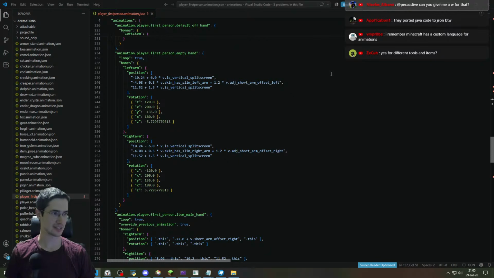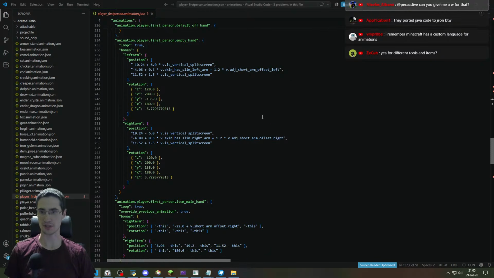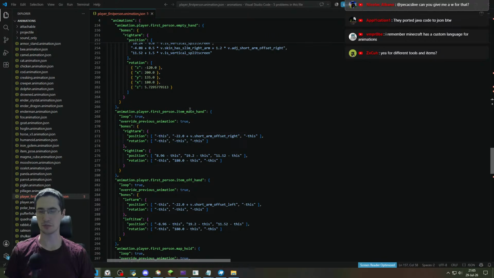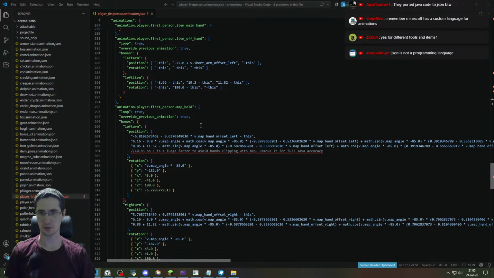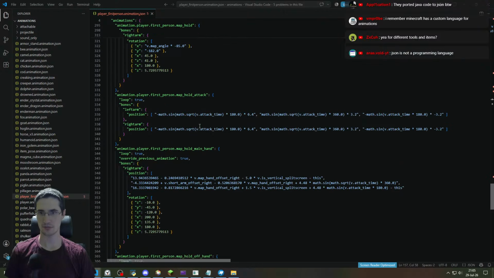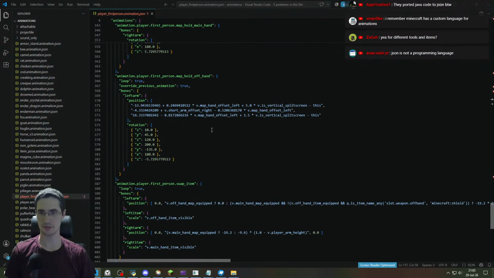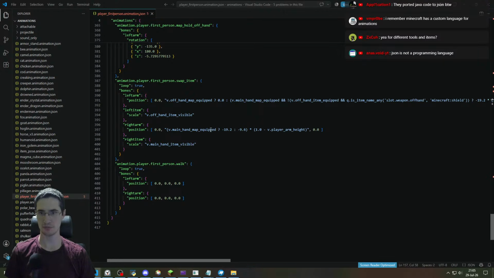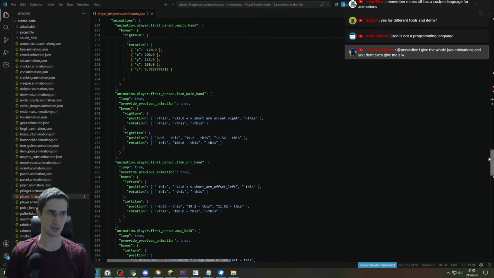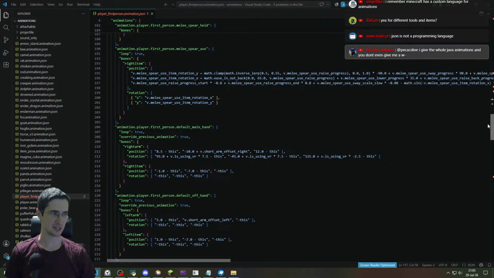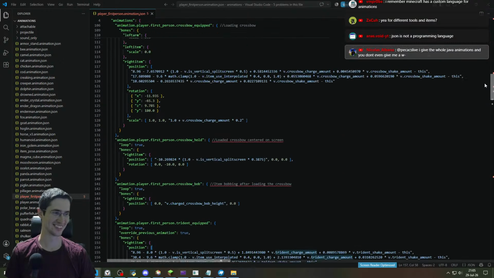Remember, Minecraft has a custom language for animations. Yeah, different for tools and items. Item main hand. First person map hold. Map hold. Swap item. And first person walk. Okay, nice. Let's first try them, chat. Oh, Java animation, you don't even give me a doubt.